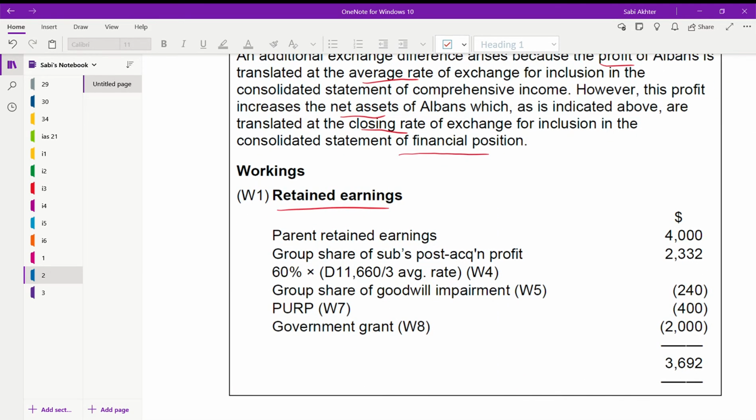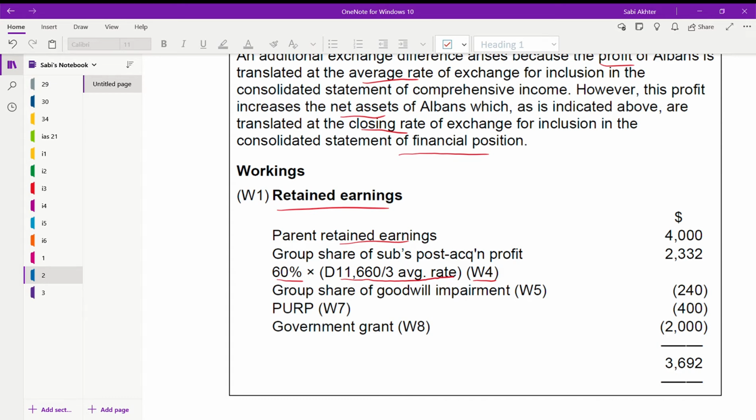So you start with the group's retained earnings. And then the group share of the subsidiary's post acquisition profit. So you take 60%, but you have to divide this by 3, the average rate. Don't forget to take the average rate when you are dividing the post acquisition profit. To find that post acquisition profit, there's a working for that. That means the change in net assets is your post acquisition profit, 11,660. You're dividing it by the average rate, 3, and then you're taking 60% to add.